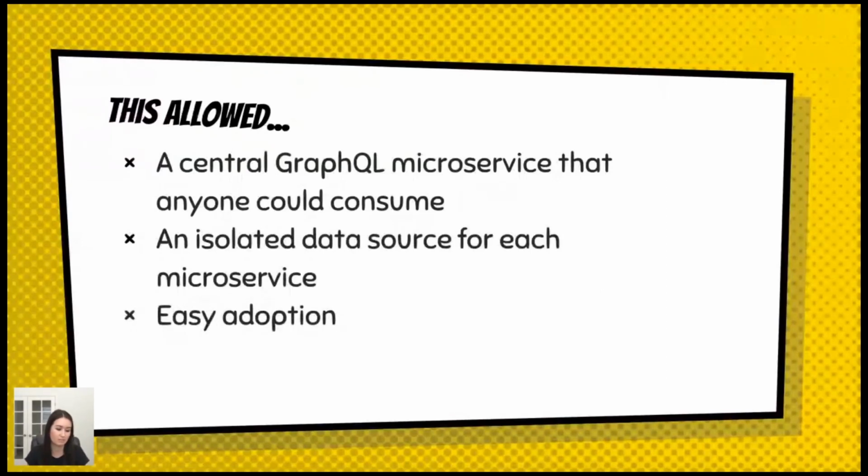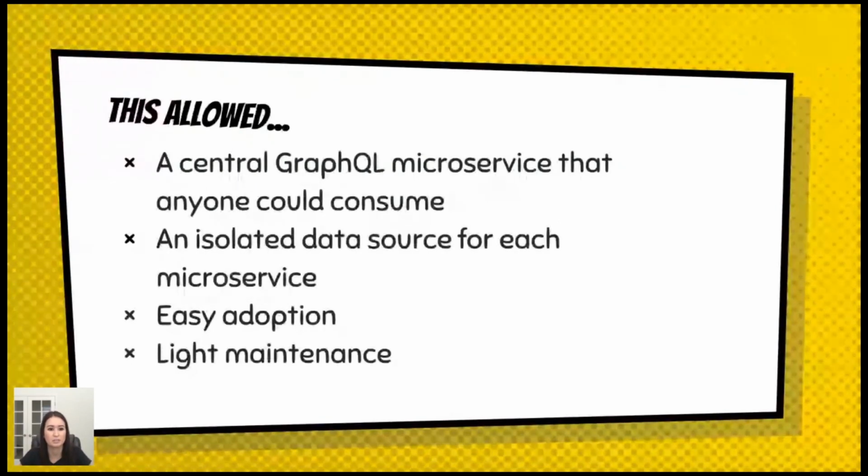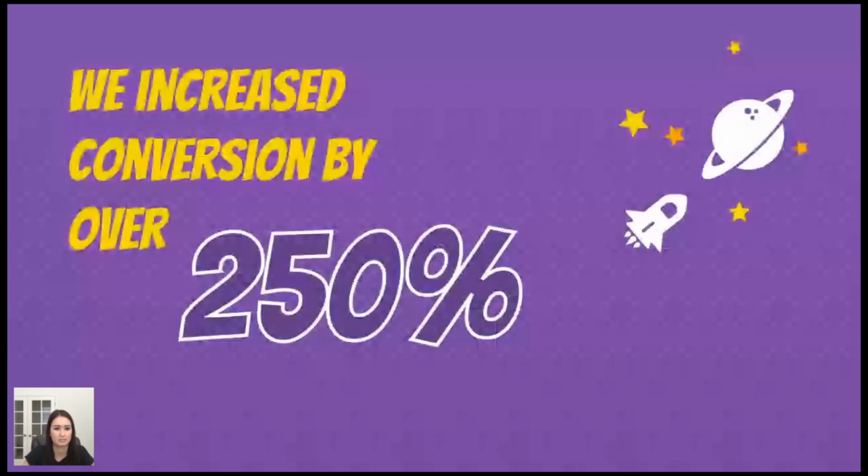And it was easier adoption. If someone doesn't have to set up a whole GraphQL server and all the things that go with it, since we just provided that as a team, people were more likely to adopt it and create their own data sources from it. And it had light maintenance. Because our team didn't have to manage all these different data sources, it was a lot easier over time.